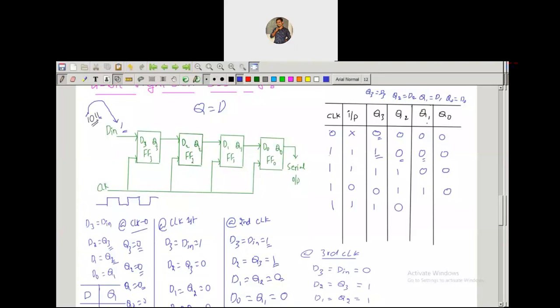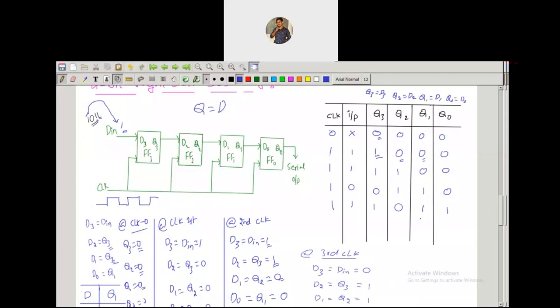And again Q1. What is the Q1 value here? Q1 equals D1. But what is the D1 value? D1 equals Q2. So now observe the value of Q2 at the previous clock pulse. In the previous clock pulse, the Q2 value is 1. So D1 equals 1 and Q1 equals 1. Similarly, Q0 will be 1. Now you can observe the 1011 data is stored here. Our input data 1011 is stored.